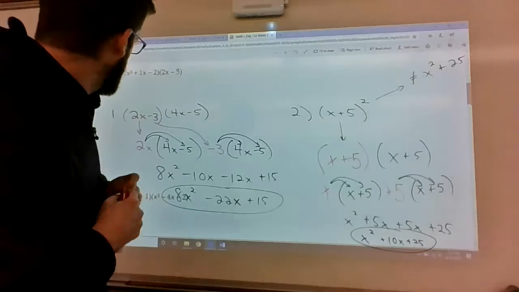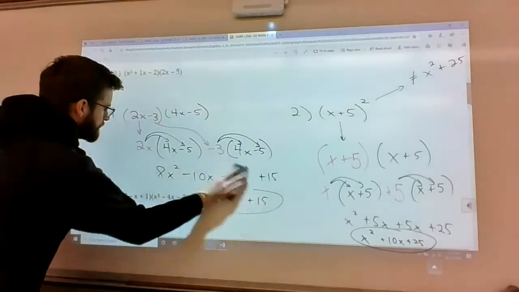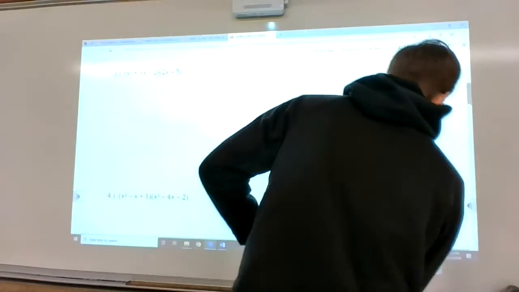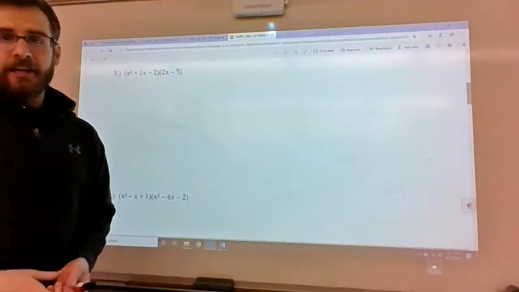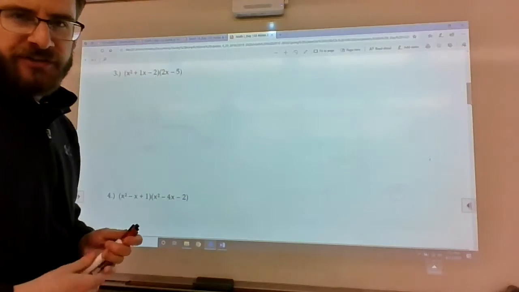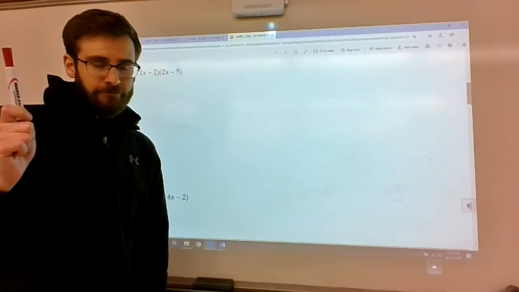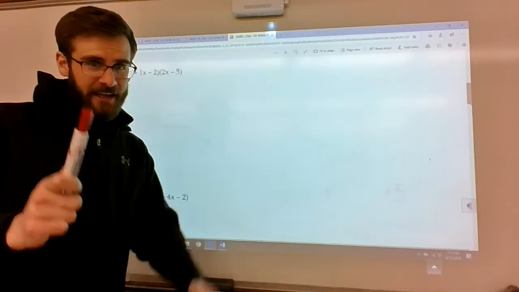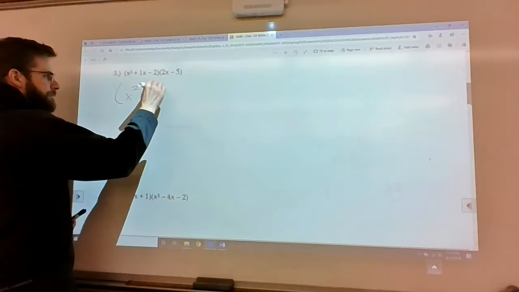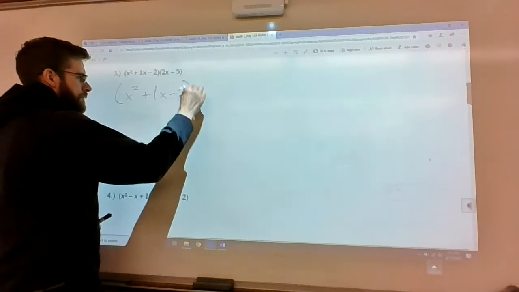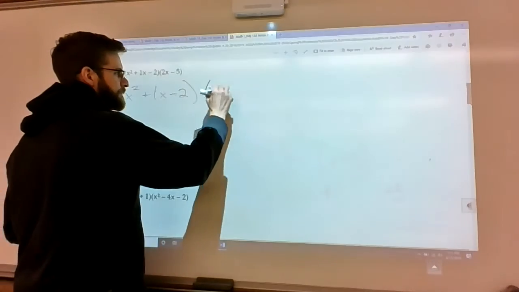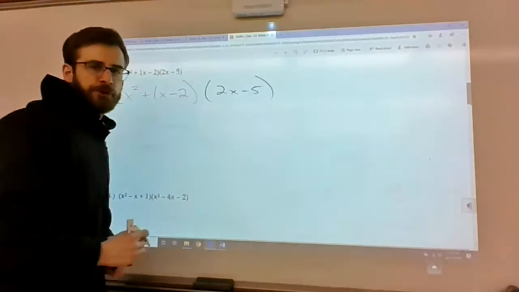Moving on to the third example. All we have that's different here is that there are more than 2 terms inside here. I'll rewrite this so you can see it, and I will quite handily do one in red and one in black. X squared plus 1x minus 2 times 2x minus 5.